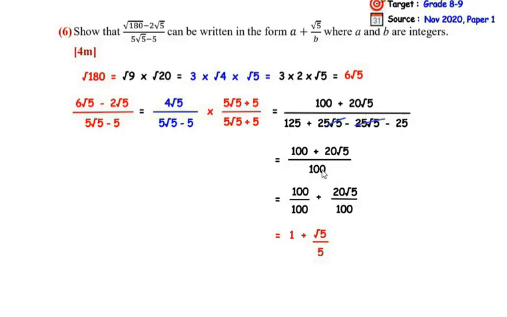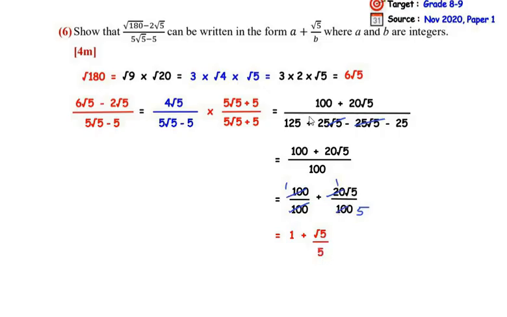Now distributing this denominator independently to the numerator terms, we get 100 over 100 plus 20 root 5 divided by 100. Now we did this because we need the answer in the form a plus root 5 over b. Now here 100 divides itself from the numerator and denominator, giving us 1, plus 20 divides 100, that is 20 1 times is 20 and 20 5 times is 100, giving us plus root 5 over 5.